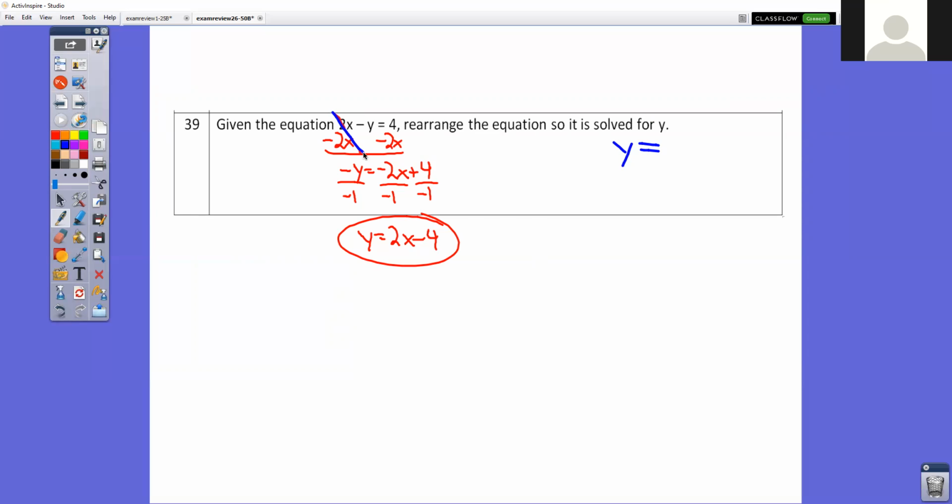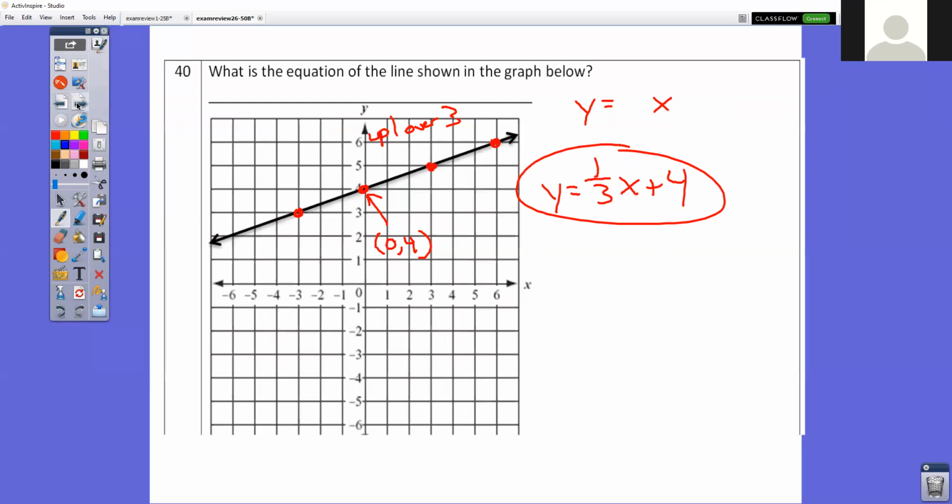And then this is really a negative 1y. So we want to divide by -1, divide by -1, divide by -1. That gets the y equals all by itself, which is what we want. -2 divided by -1 is a +2. 4 divided by -1 is -4.